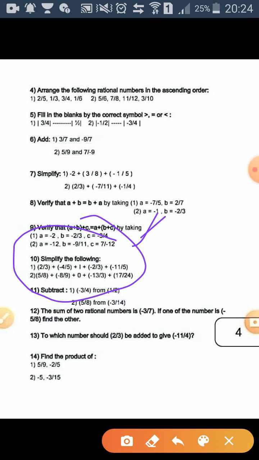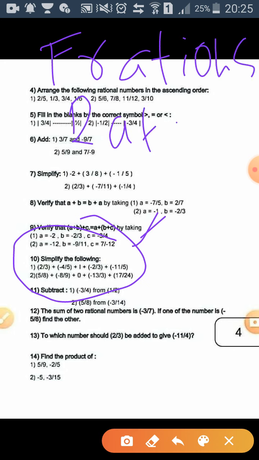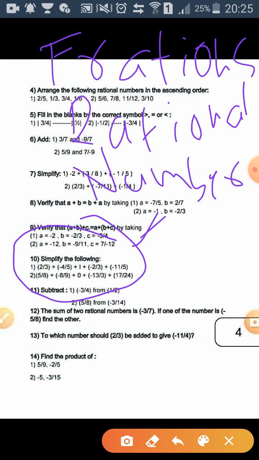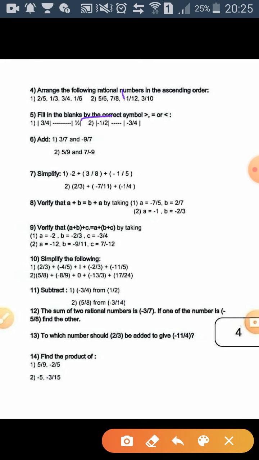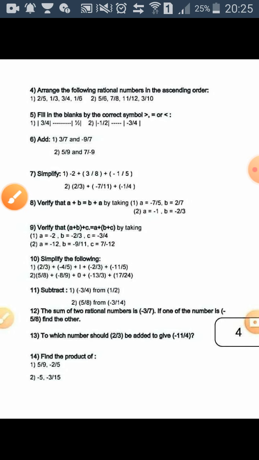Most of these sums are very simple because there is no difference between fractions and these operations on rational numbers. The only difference is that in fractions you get fractions like 2 by 3, 4 by 5, and in rational numbers you can get the numerator or denominator in integer form like minus 4 by 5, minus 6 by 9, and then you need to deal with it accordingly. This is the only difference, and that's why you can do it very easily.